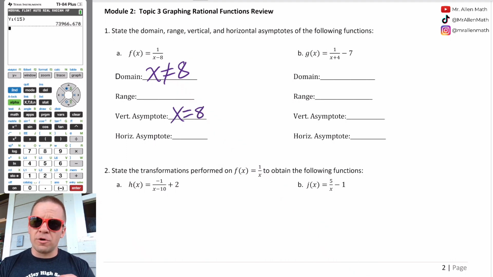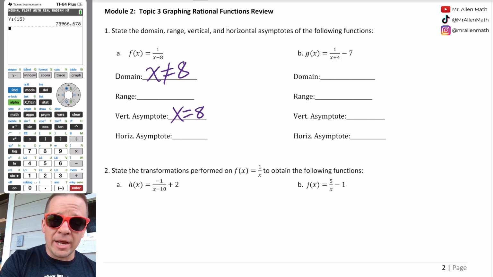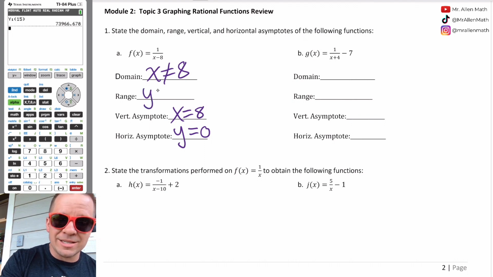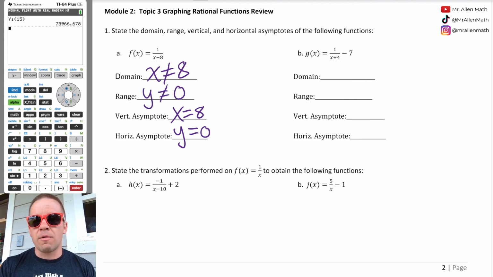Now, I went down to that vertical asymptote because I want to address the horizontal asymptote prior to the range. Our horizontal asymptote here is going to be y equals 0, meaning our graph is never going to get to y equals 0. It's just going to get really, really close to it on both sides of the graph. There are situations where it will cross over and come back, but not one of these. So that applies to my range, where y does not equal 0. It's just going to get infinitely closer to it. Whew, it's crazy to think about.